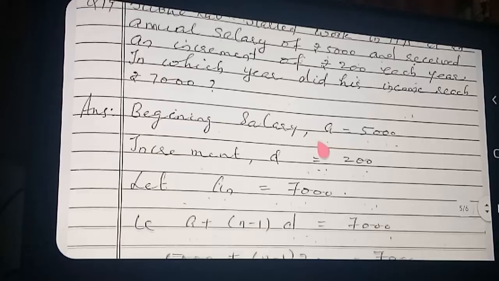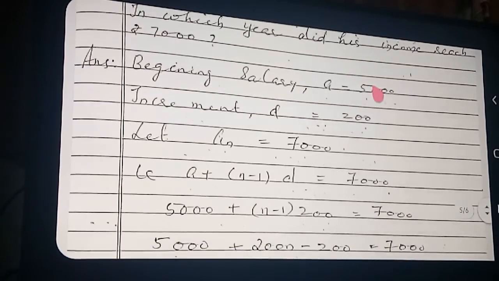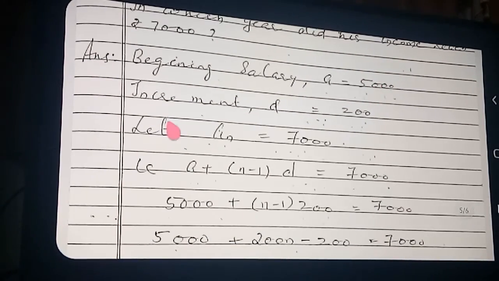Beginning salary, that means A is equal to what we got? 5,000. And what is the increment? In increment D, how much rupees increment is he getting? 200 rupees increment every year. So that is the increment that we will take as D. D how much? 200. And in which year will he reach this salary of 7,000? In which year means you want to find out the value of N.